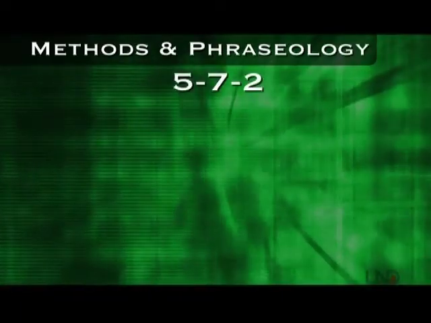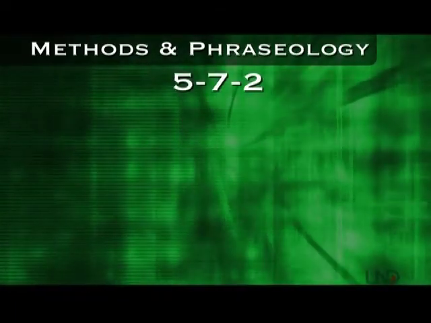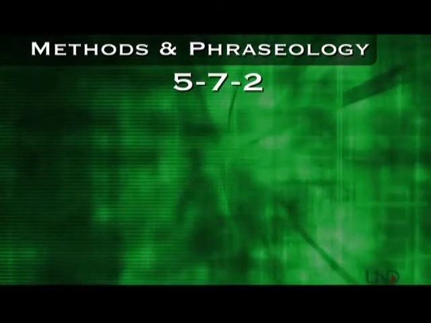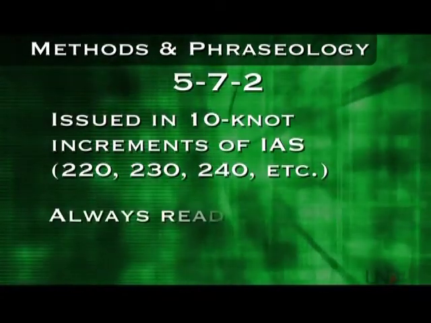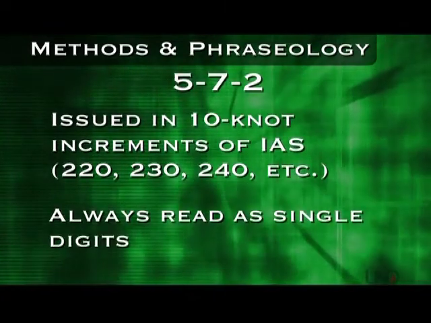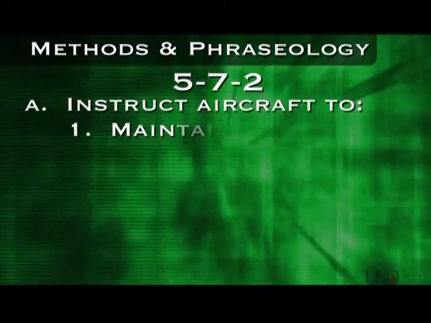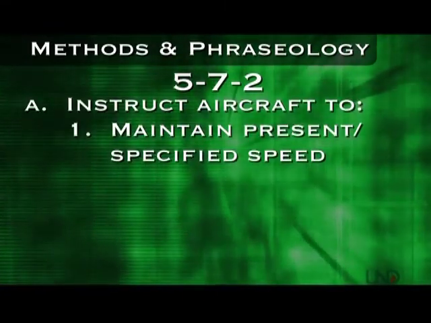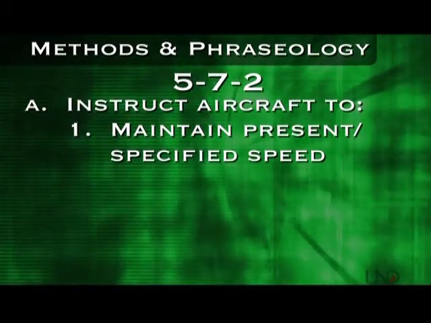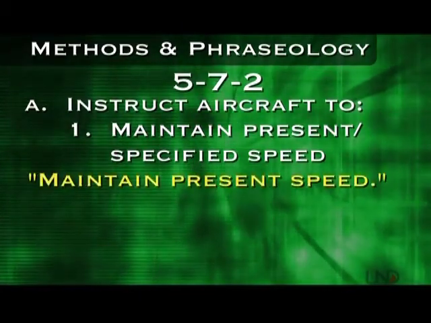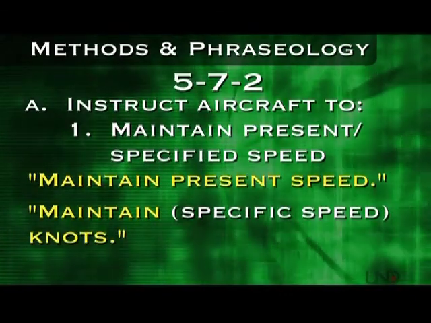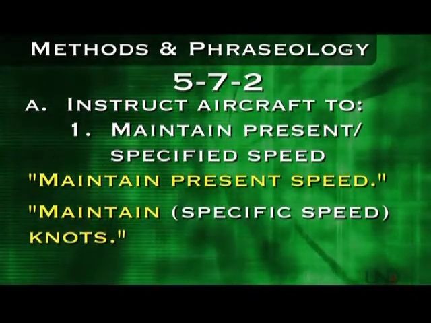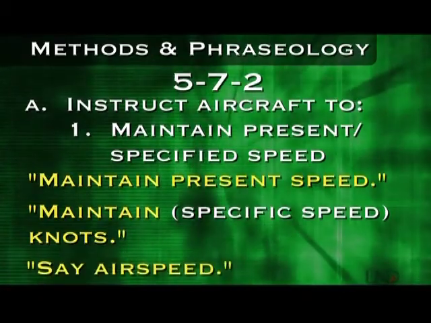Paragraph 2 lays out the methods and phraseology by which you can issue speed adjustments. Speeds are always issued in 10-knot increments of indicated airspeed, and they are always read as single digits. Instruct aircraft to maintain present or specific speed. This is done by saying maintain present speed or maintain the specific speed, knots. If you're not sure of an aircraft's speed, ask the pilot by saying, say airspeed.